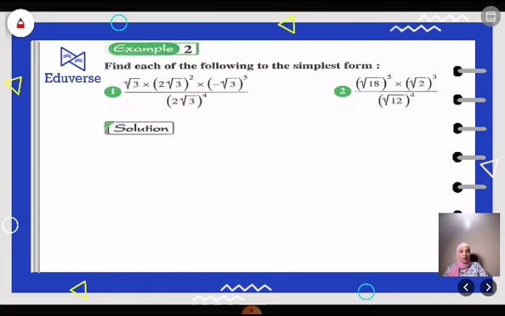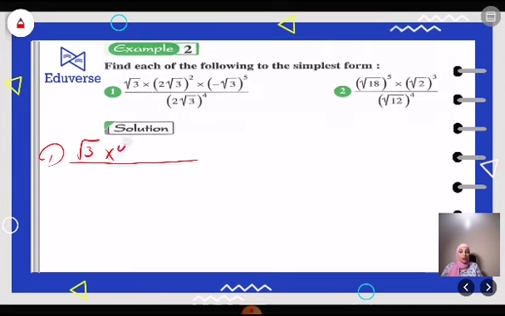Let's see another example. Find each of the following to the simplest form. Root 3 multiply 2 root 3 power 2, multiply negative root 3 to the power 5 over 2 root 3 to the power 4. Okay, the first step to solve it here, I will distribute the powers here to know each root 3 with which power. And then I can add the power together in the first one. And I have here root 3 multiplied by distribute the power.